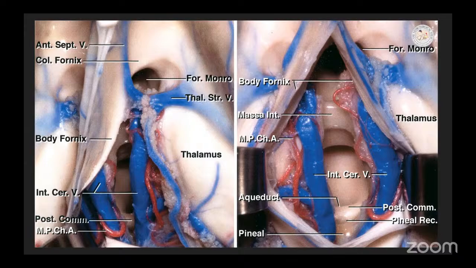This is the interfornical approach, the fourth one. We have discussed this enough number of times by this point. We open up the bodies of the fornix and we land into the third ventricle straightforward. And yes, there are chances of venous injury, especially to the deep venous system. And there are chances of injury to the fornix.